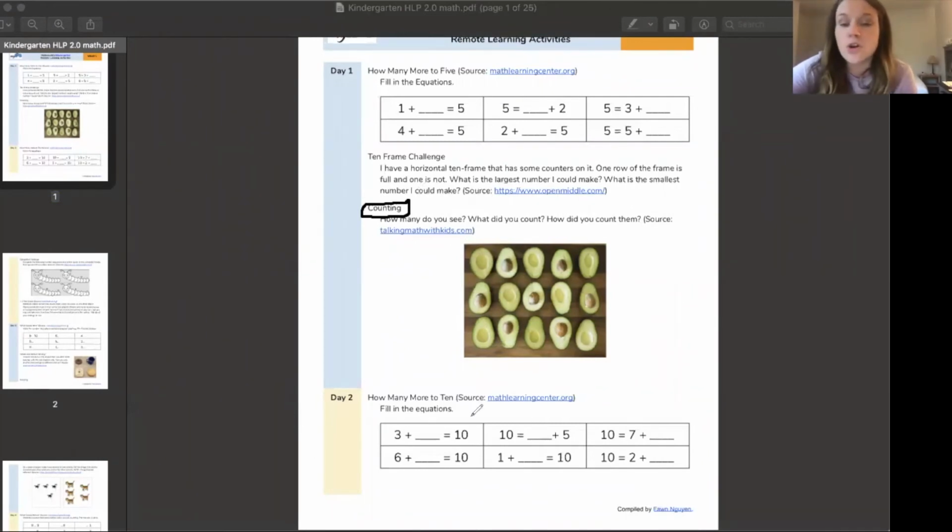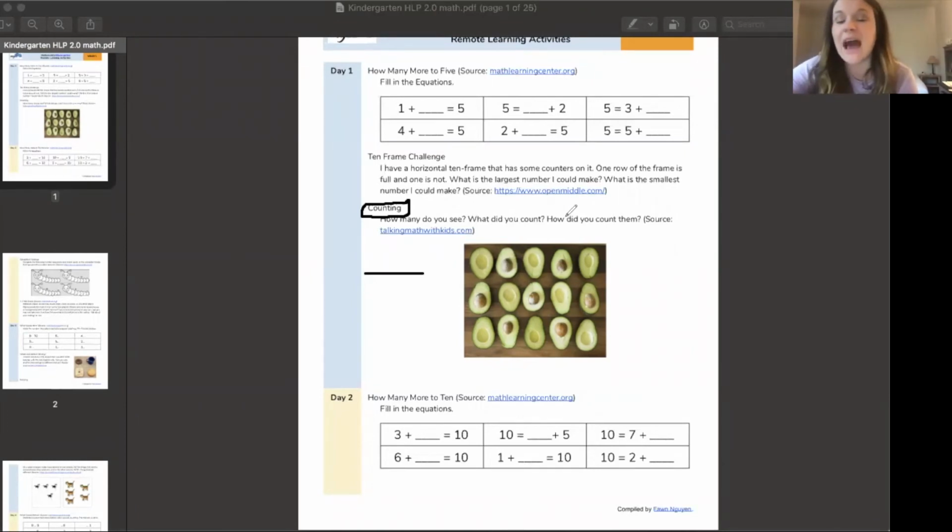Okay, so we're going to look, and it says, how many do you see? Just looking at the picture, how many do you see? You're going to write the number right here. You're just going to put a number on your paper, okay? And then what did you count? Did you count the avocado or did you count the seed? You count how you need to count.